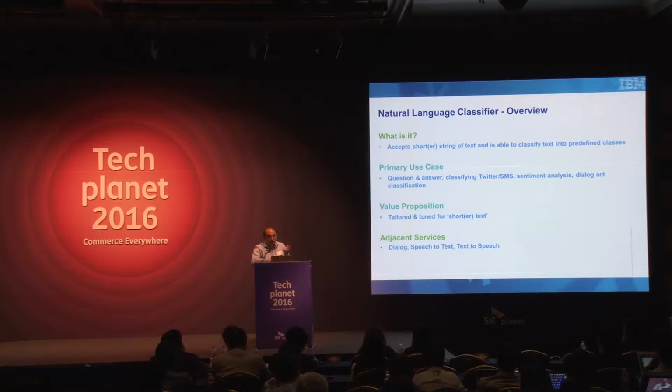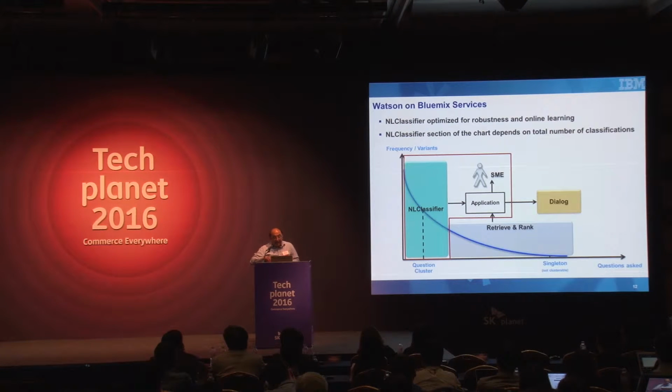This particular service can be combined with other services like dialogue, speech-to-text, to build maybe a speech-based conversational interface or a chat-based conversation interface. So there is a way to compose these services to build different types of solutions. I think you saw this chart earlier in the first talk, which is if you have a bunch of potential queries or questions from users, there are questions that are repeated a lot of times. It's called the head of the distribution. This is where the NL classifier is particularly useful.